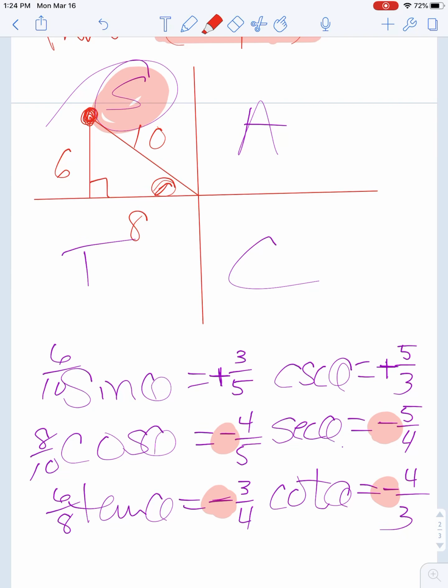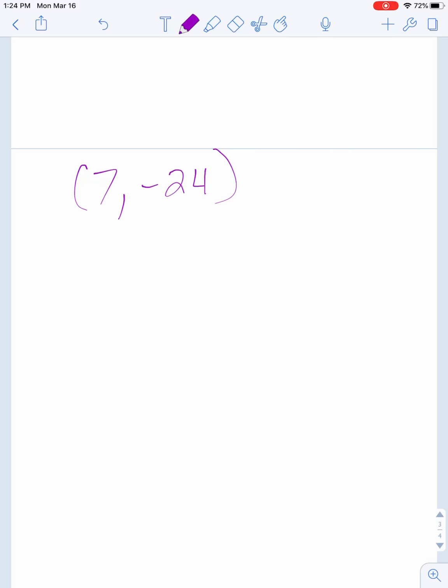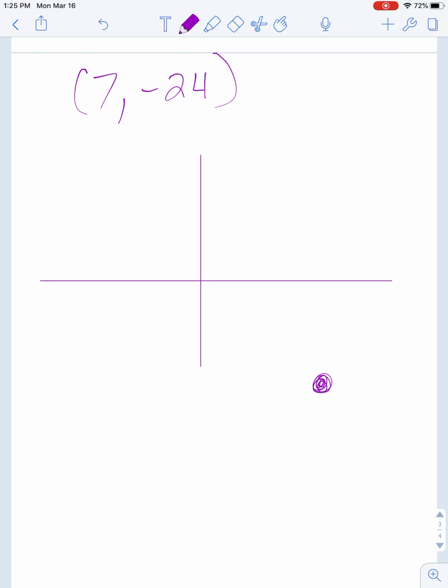Okay, let's try another one. Let's say we're going through the point (7, -24). So think about it. What quadrant are we in? You should already know. If I plot that point, I'm going to go right 7, down 24. I don't care what my scale is. I just know I'm going to be in the fourth quadrant.